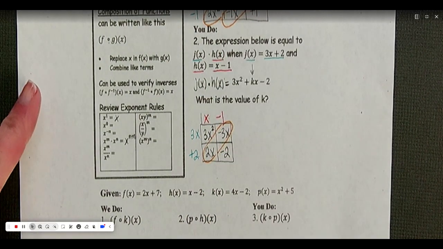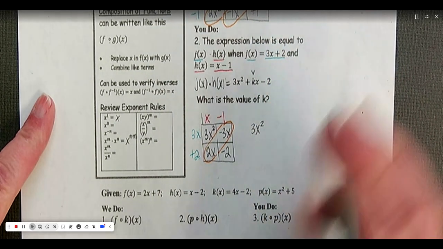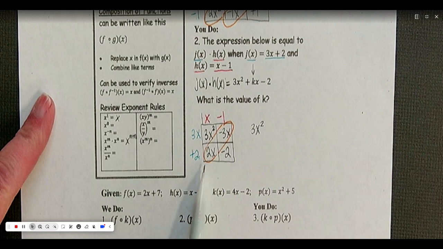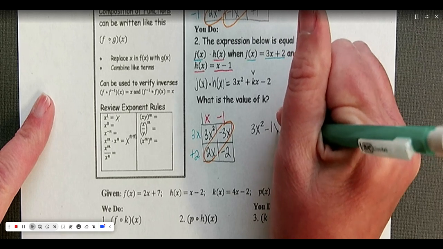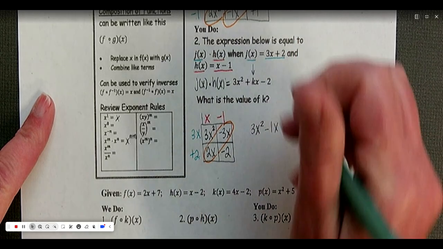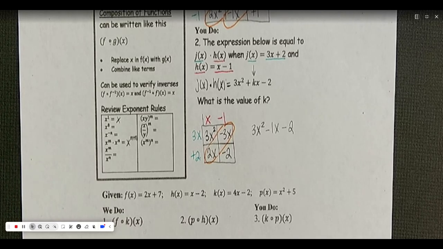So the first thing I have is this 3x squared term. And then I'm going to combine my terms that end in x. So negative 3x plus 2x makes negative 1x. And then I have my negative 2, my constant. So I write my answer in descending order by degree.